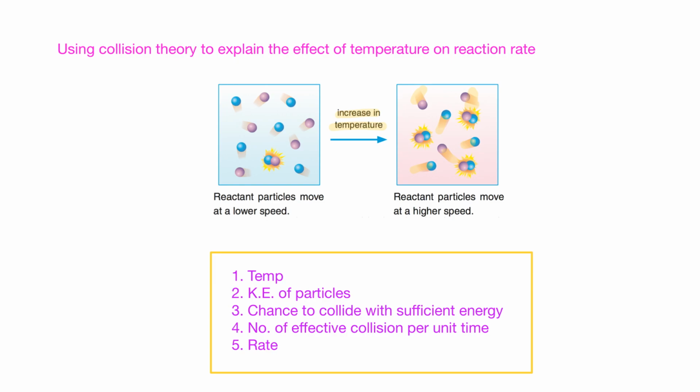So basically, the flow will be like this. When the temperature increases, the kinetic energy of the particles will also increase. When the kinetic energy increases, the chance to collide with sufficient energy will also increase. At that time, a greater number of effective collisions per unit time will result, and in the end the reaction rate will increase. So this is how we apply collision theory to explain the effect of temperature.